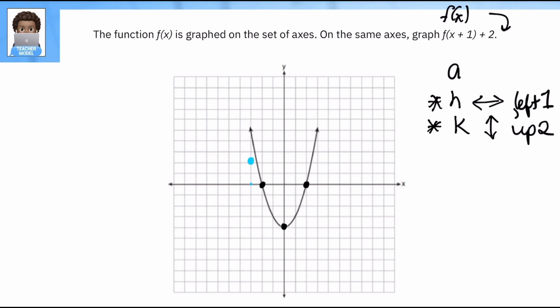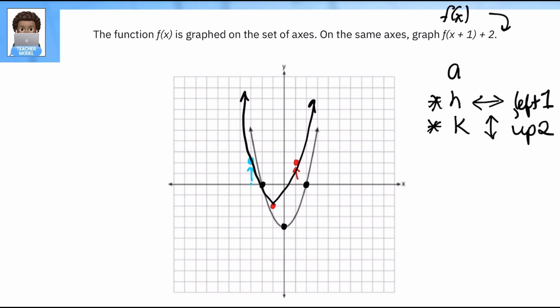So here's my new point for this one, just so you can see it. I'll do the second one in red, so you can see that one. And I'll do the third one also in red. Okay, so those are our new points. And that's all I did. Left once, up 2, left once, up 2, left once, up 2. And we are done with our graph.